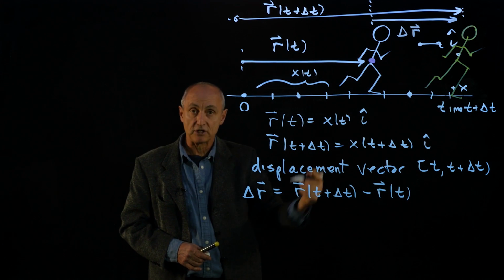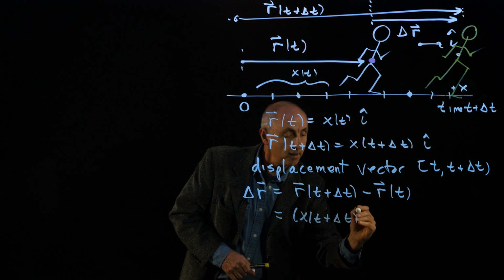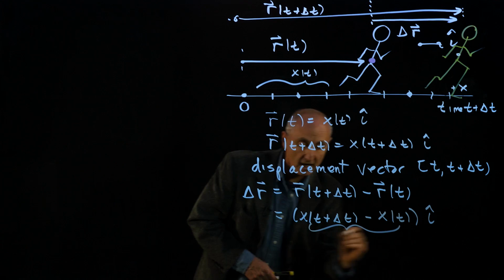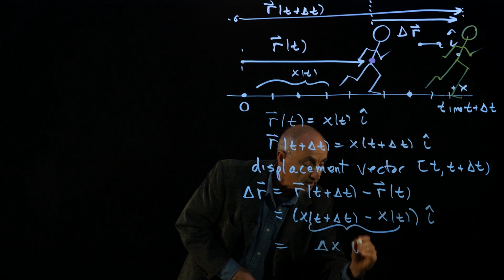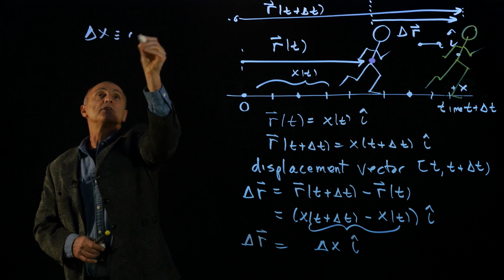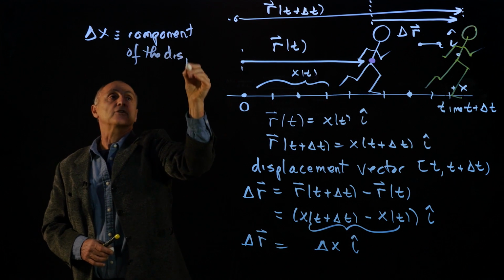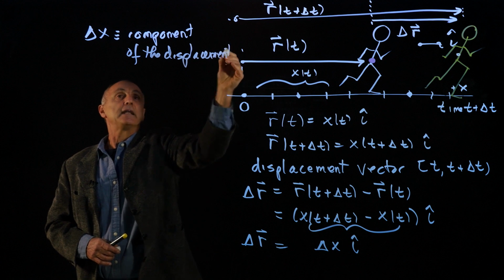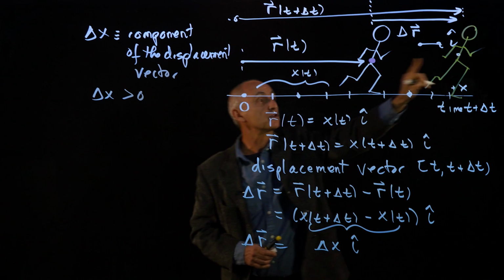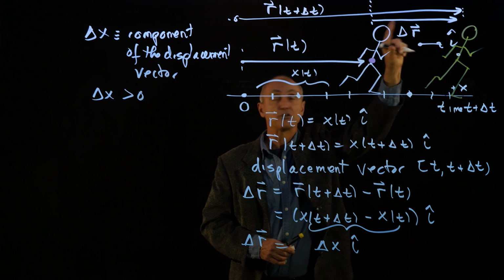And if we now use our two definitions here, then this becomes x of t plus delta t minus x of t, times i hat. And this quantity here we refer to as the component of the displacement vector. So delta x is the component of the displacement vector. And as before, the component can be positive, which would correspond to the person moving in the positive i hat direction, in the positive x direction, as shown in this figure.